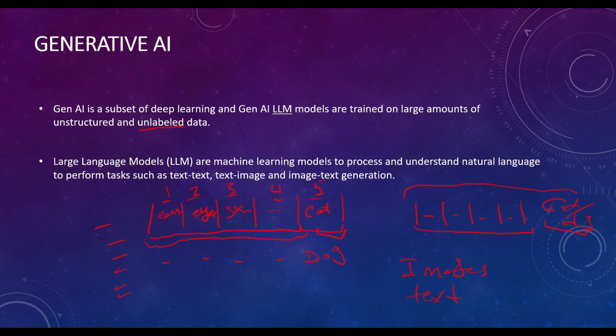And then the large language models are machine learning models, because again everything has evolved from machine learning. So from machine learning we have deep learning, and from deep learning we have generative AI, and within generative AI we have all these large language models. So the large language models are machine learning models that process and understand natural language for forms such as text to text generation, text to image generation, and image to text generation. This is also very important: all the LLMs have the capability to understand natural language.